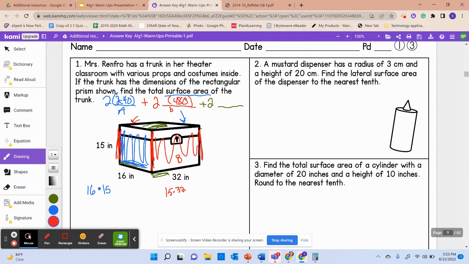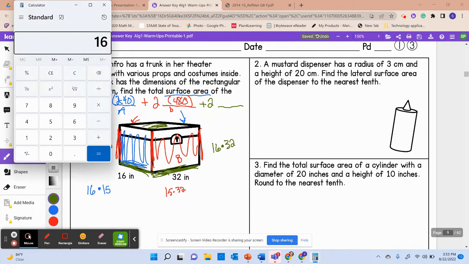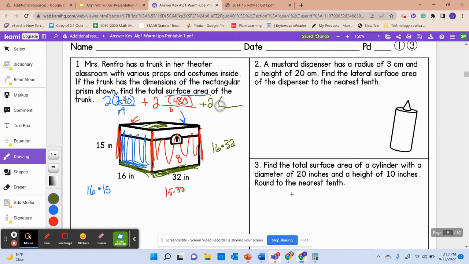And now we have to figure out the base. Well, the picture looks funny, but don't forget, this side's 32 and this side's 16. So that's where it's 16 times 32, which is equal to 512.